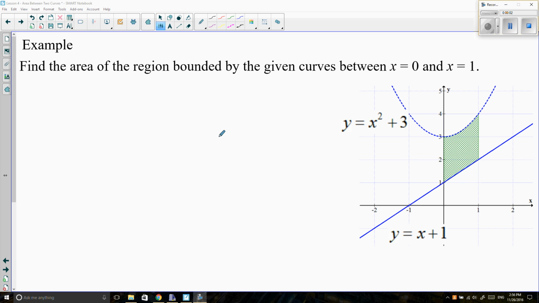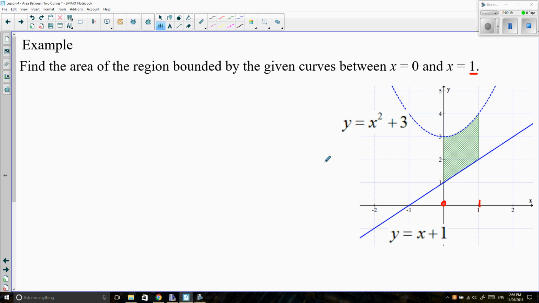Okay, so here's our first question when we want to find the area between these two curves. One's a parabola, one's linear, and we want to go from 0 to 1. I already drew out the area for you. From 0 to 1, we can see this green region is colored in between this parabola and this linear graph.